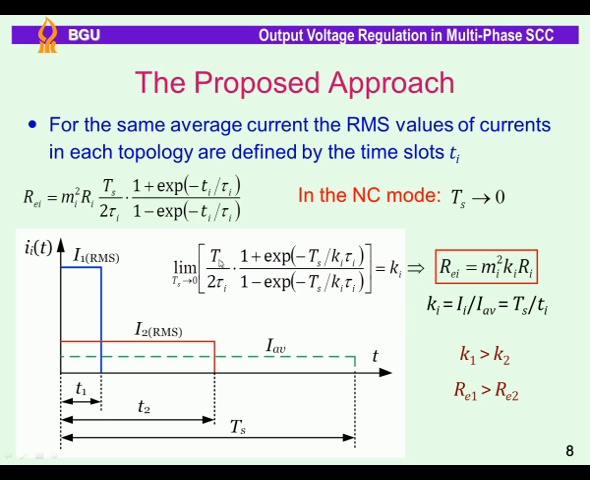Let's now consider the expression for partial equivalent resistor Rei. In the NC mode, the switching period tends to 0, and the asymptotic limit of the partial equivalent resistor is simply the square of some coefficient Mi times Ki times Ri. For the shorter time slot T1, the value of K1 is greater than K2, and therefore the partial equivalent resistor Re1 is also greater than Re2.